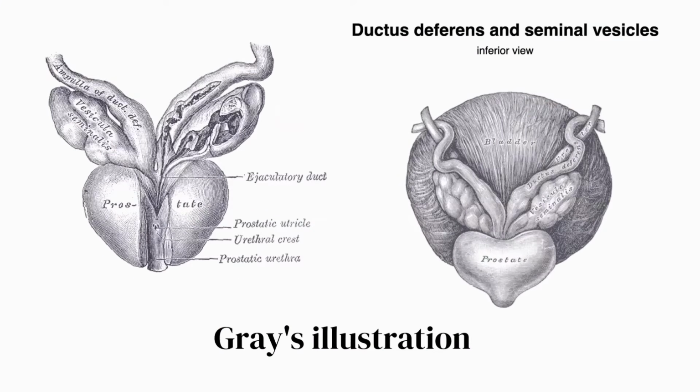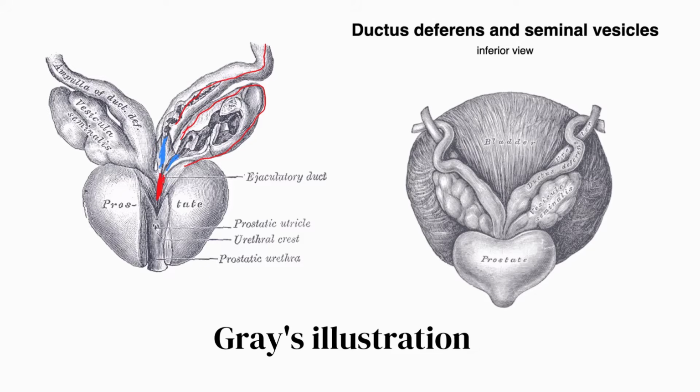Let's review first some important tips regarding the anatomy. This is the vas deferens, and this is the duct of the vas deferens, and this is the seminal vesicle, and this is the duct of the seminal vesicle. Both of these ducts are united together to form the ejaculatory duct. So this is the ejaculatory duct. The ejaculatory duct is formed as a union of the duct of the vas deferens and the duct of the seminal vesicle.